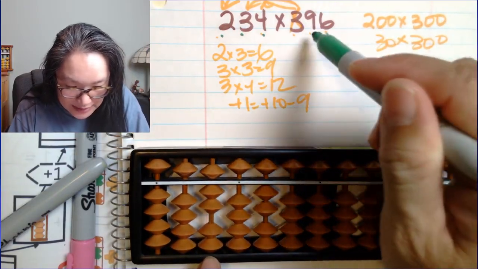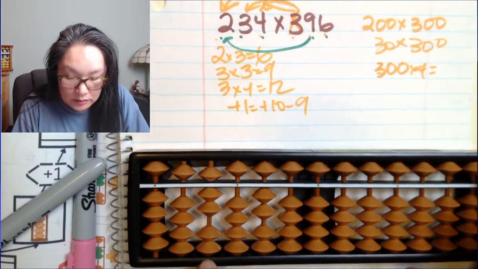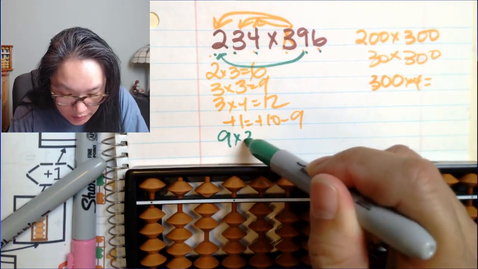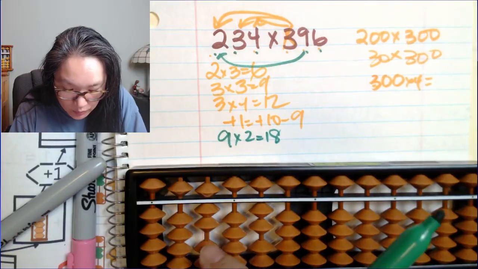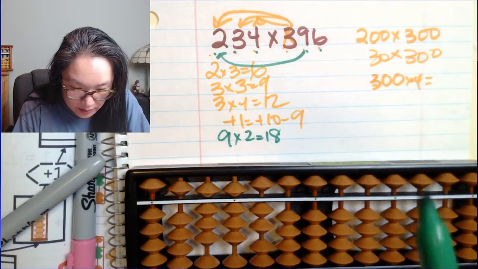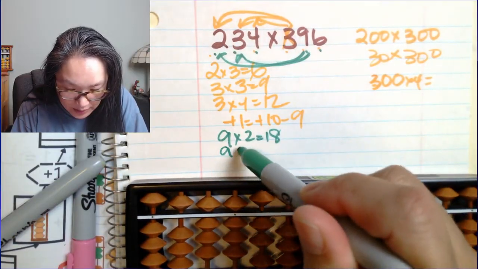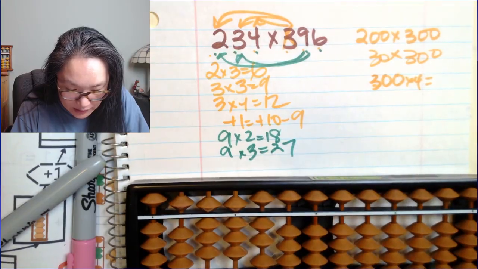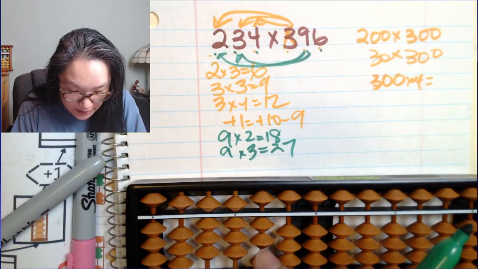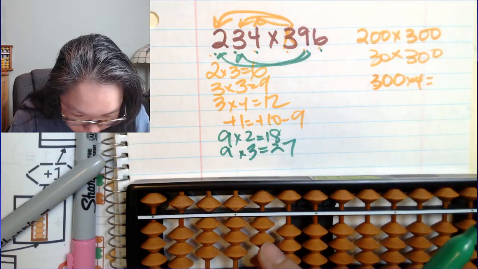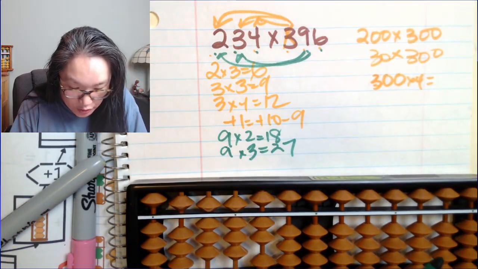We do 9 times 2, right? 9 times 2 is equal to 18, plus 1 plus 8. 9 times 3 is 27. I add 2, I add 7. Uh-oh. I think it's this one, right?